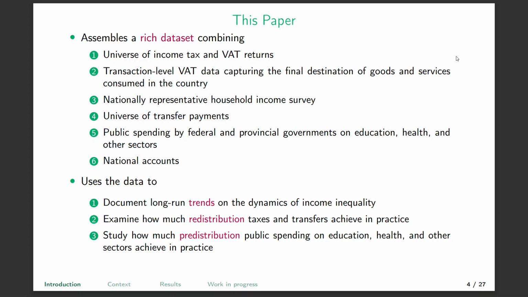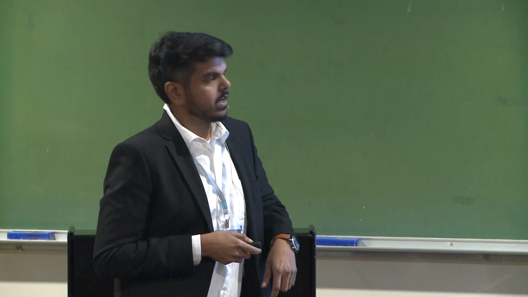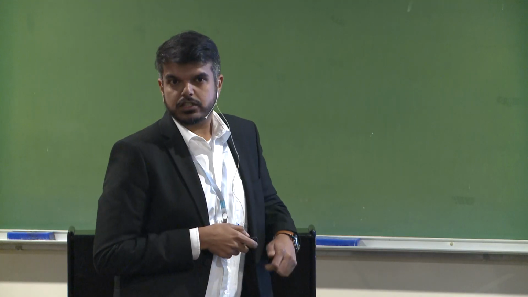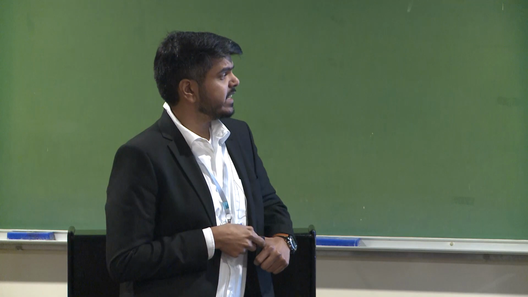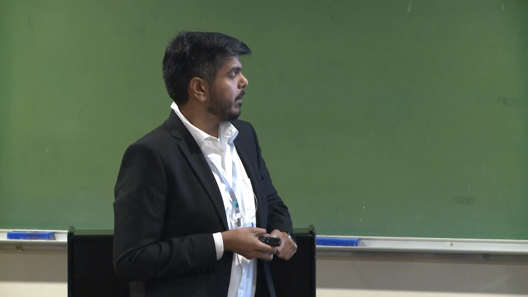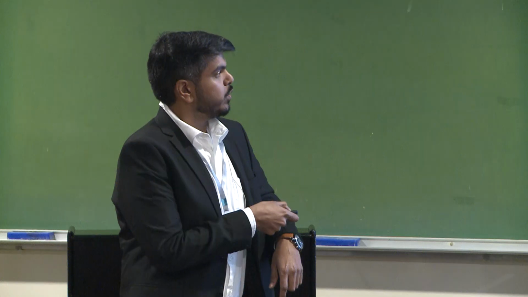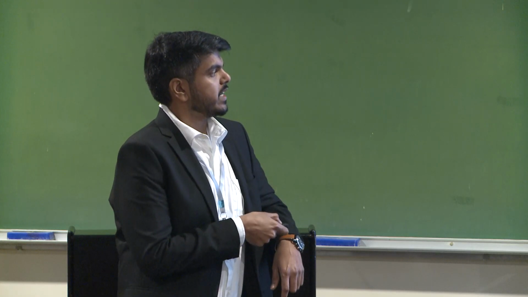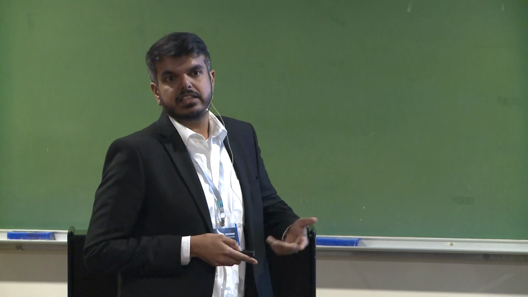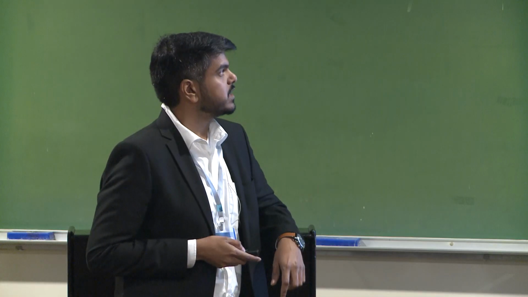And our hope is to address three questions based on this. First is documenting the long-run trends on the dynamics of income inequality. Secondly, examining how much redistribution taxes and transfers achieve in practice. And then thirdly, looking at how much pre-distribution public spending on education and health are able to achieve. So today what I'll be able to show you is some results on the first and second question, about what are the long-run trends and how much redistribution the income tax system specifically is being able to achieve.